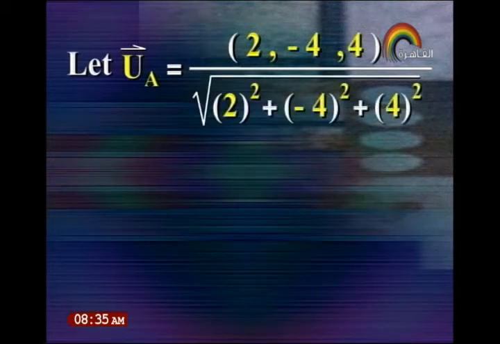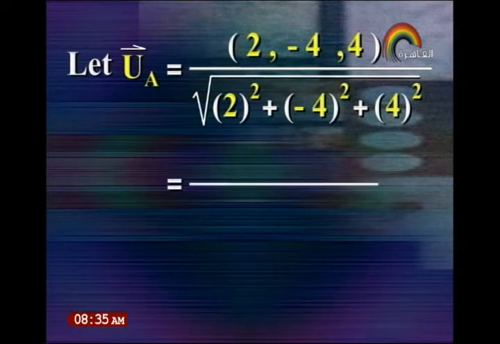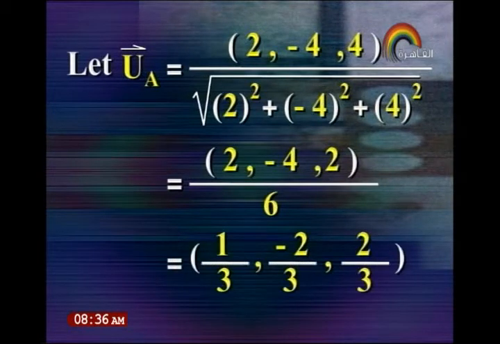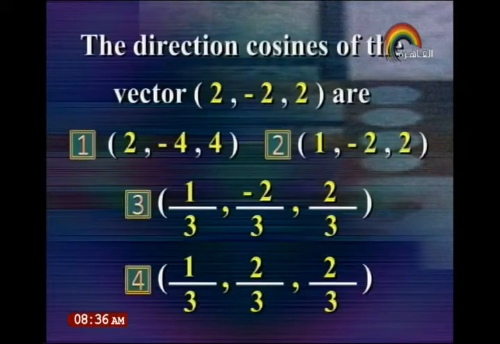What do you mean by direction cosine, dear student? The unit vector in the direction of A equals the vector A over the norm of A. Using the vector (2, -4, 4), the norm is the square root of 2 squared plus negative 4 squared plus 4 squared, which is 6. So the answer is (2, -4, 4) over 6, which is (1/3, -2/3, 2/3). Then the correct answer is number 3.